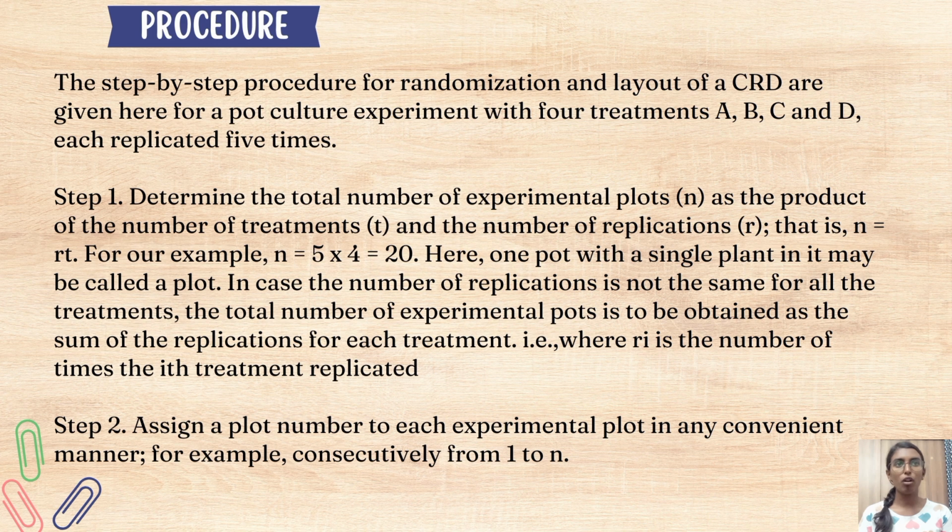In case the number of replications is not the same for all the treatments, the total number of experimental pots is to be obtained as the sum of replications for each treatment. That is, where Ri is the number of times that the i-th treatment is replicated. Step 2. Assign a plot number to each experimental plot in any convenient manner, for example, consecutively from 1 to n.